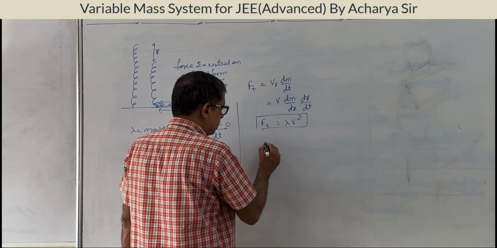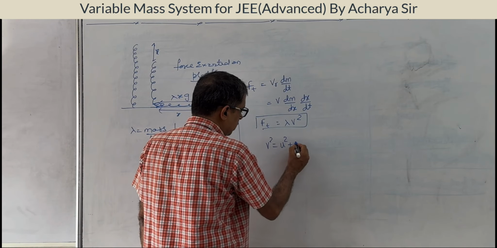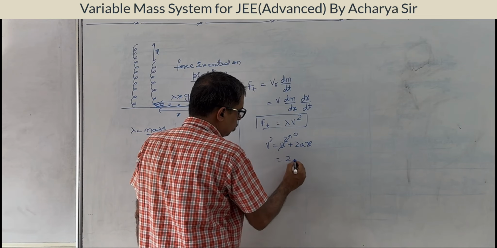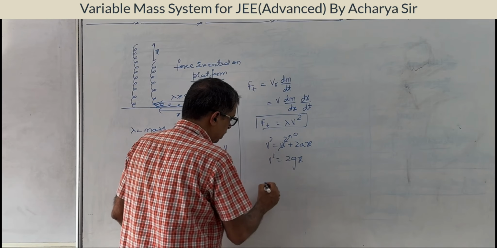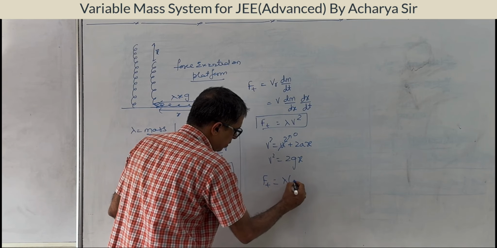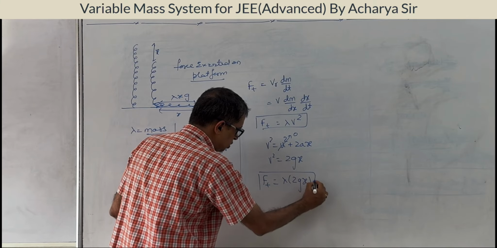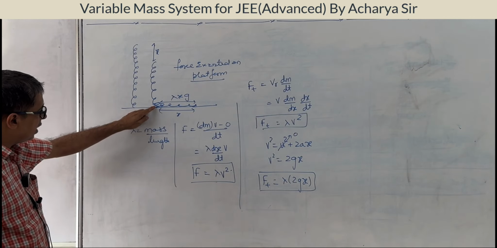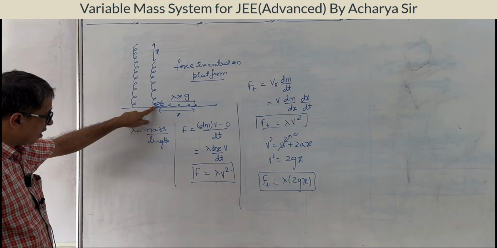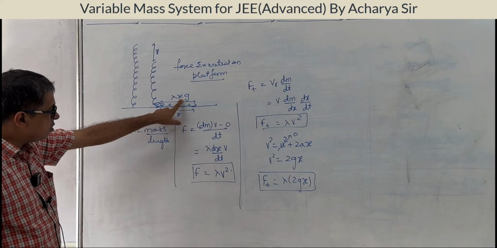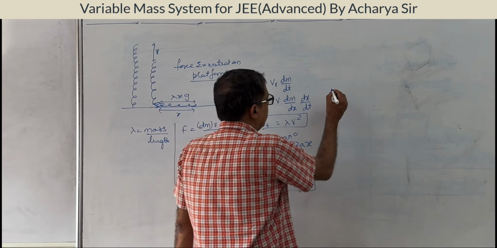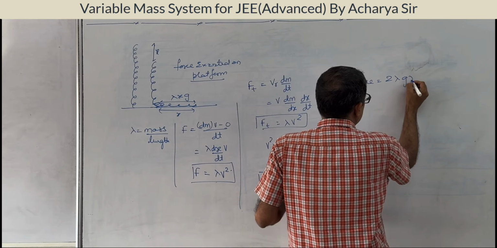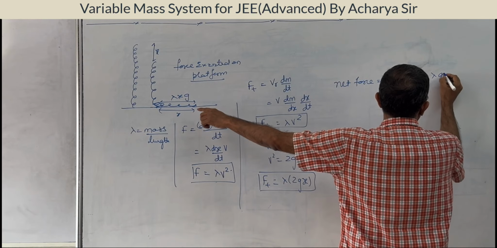And what is the velocity? v square equals u square plus 2ax. Initial velocity is 0, so v square is 2gx. So thrust force will be lambda times 2gx. This thrust force is coming because of the change in momentum of this small element which is striking the platform. Other than that, there is a length of the chain on the platform. Net force will be 2 lambda gx plus lambda gx.